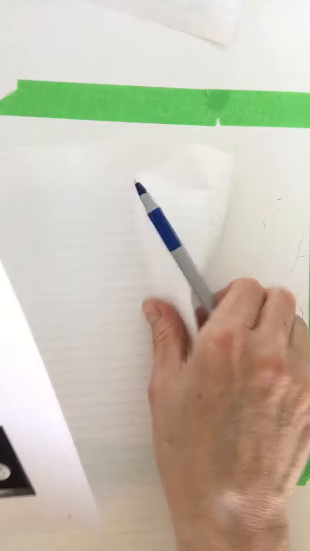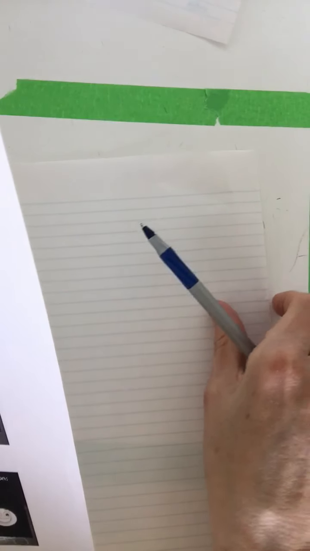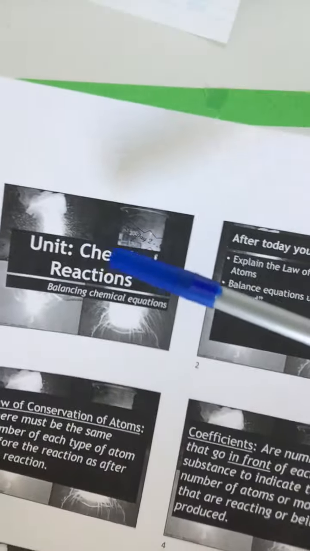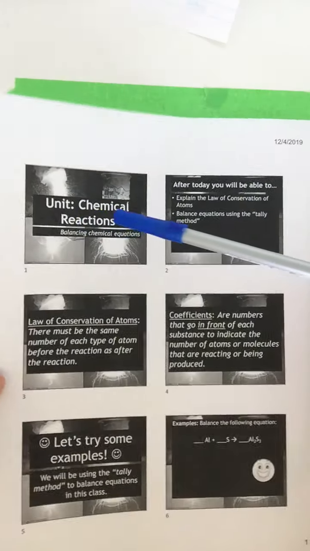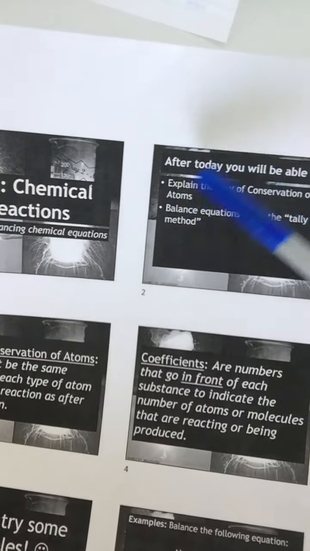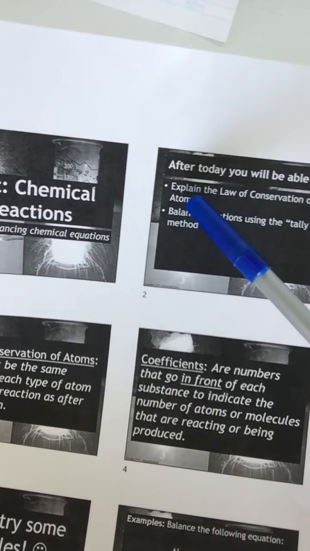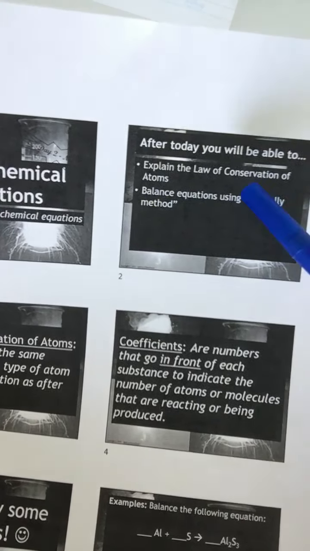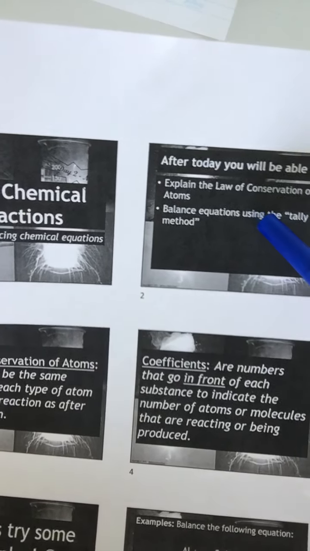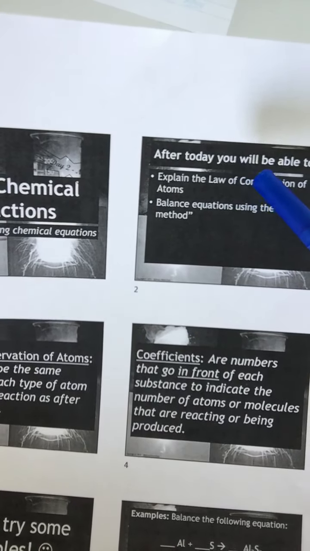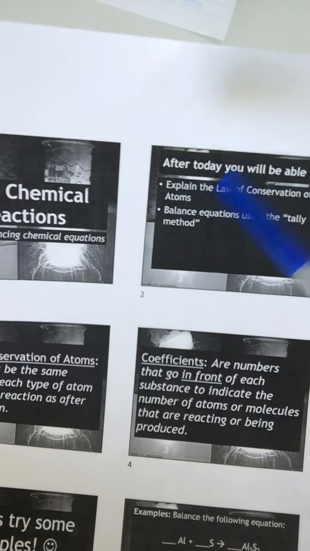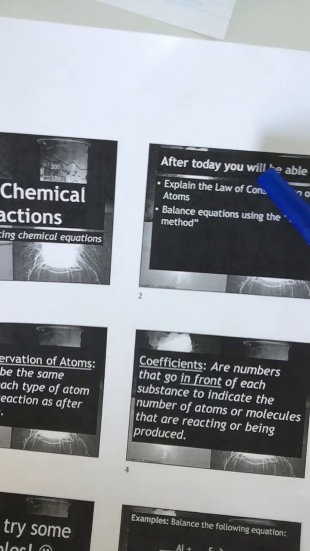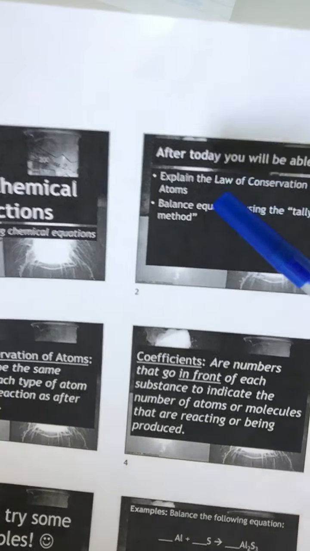And so what I have here is the PowerPoint. So we're doing chemical reactions, balancing chemical equations. After today, you should know the law of conservation of atoms, which I'm going to explain to you right now. And then I'm going to teach you the tally method of balancing equations. There's some other methods out there. The tally method is good too. Some people just do it in their head. You don't have to show me work. It'll just be whatever you do to balance the equation, okay?